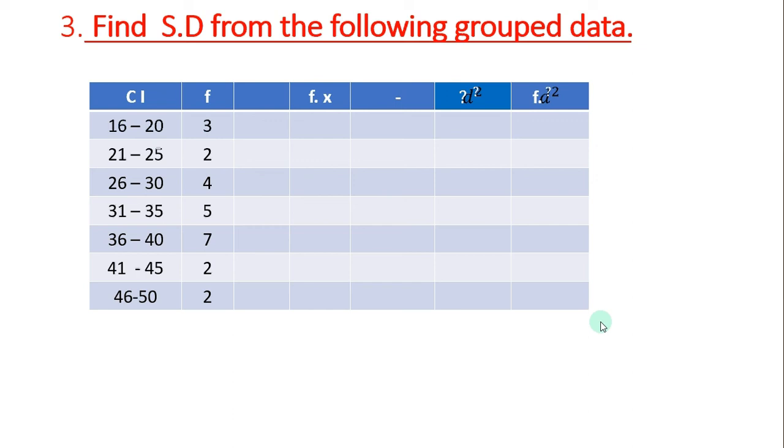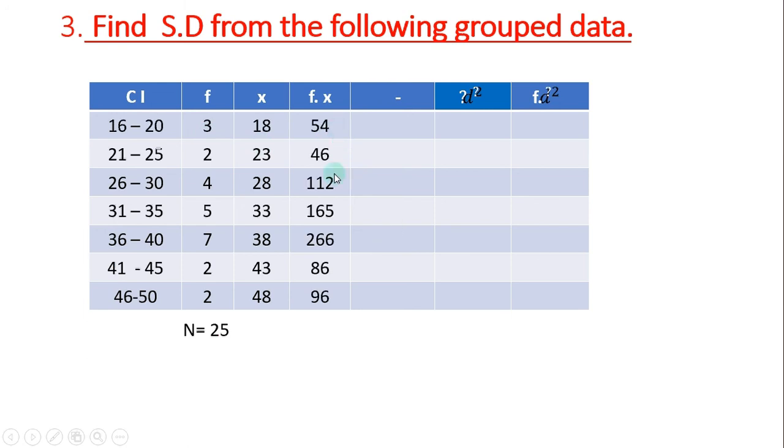First we have to calculate the mean. We want sigma fx by n. X here is the midpoint. So midpoint small x, like 16 plus 20 by 2, we get 18, 23, 28, 33, 38, 43, 48. This is the midpoint of each class interval. Now multiply the frequency and midpoint. We get 54, 46, 112, 165, 266, 86, 96. Now we have fx. Add all fx, you get sigma fx equal to 825.